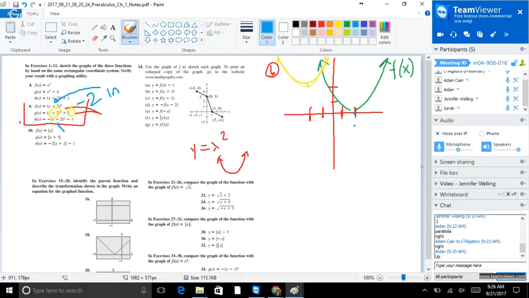But wait, there's more, right? What about this negative sign out front? How's that going to shift or change our graph? It's not going to shift it horizontally or vertically, but it's going to be a reflection. Is it going to reflect on the x or the y axis? What do you guys think?